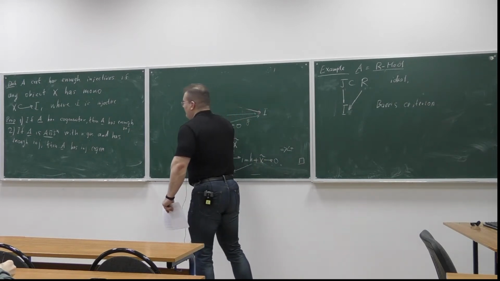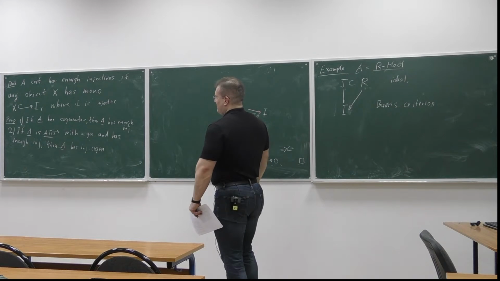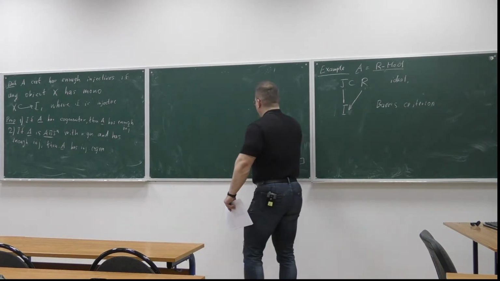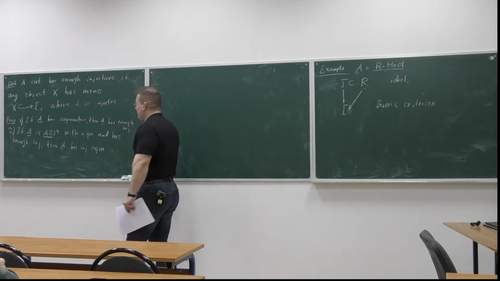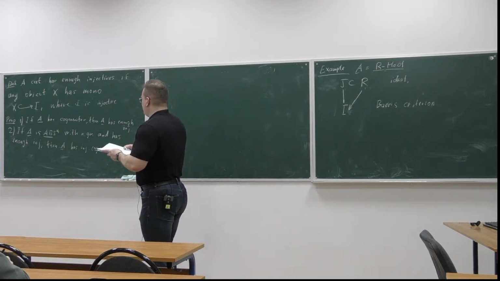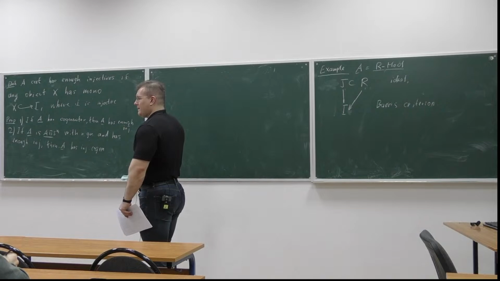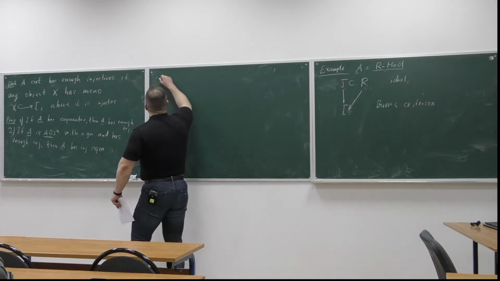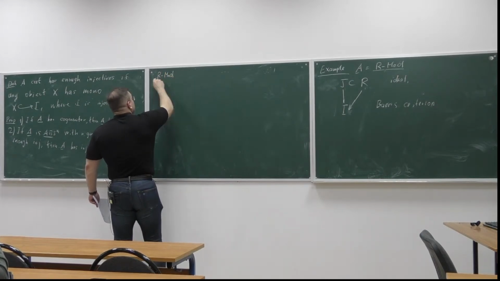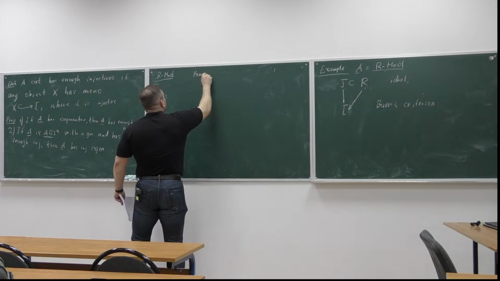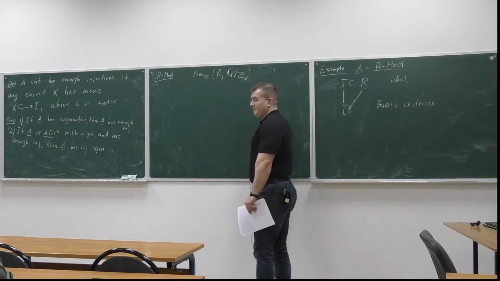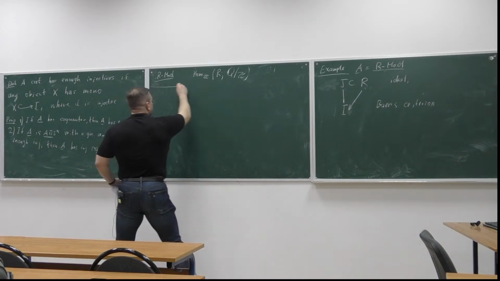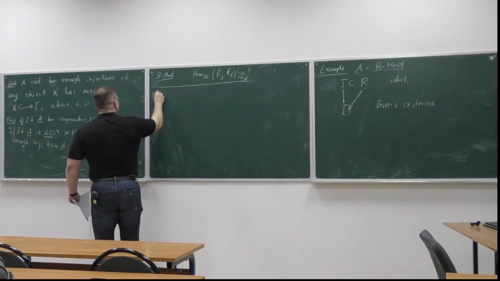Well, our modules definitely satisfy all the conditions. Sorry, what's the cogenerator for modules? Well, the cogenerator in the category of R-modules will be the following: you take the Hom over Z from R to Q modulo Z. So that's a cogenerator.